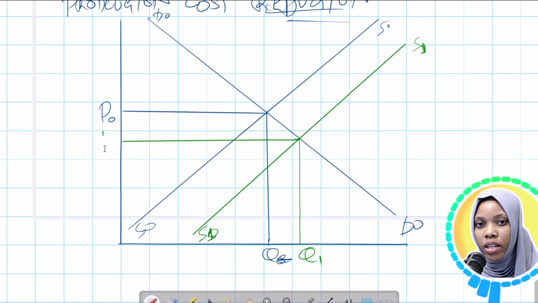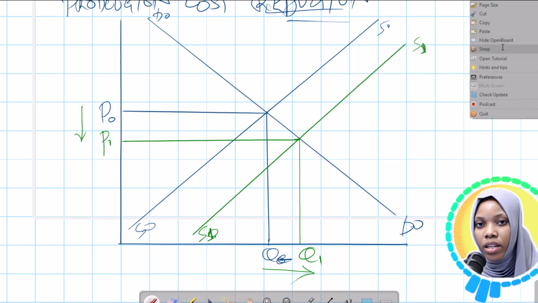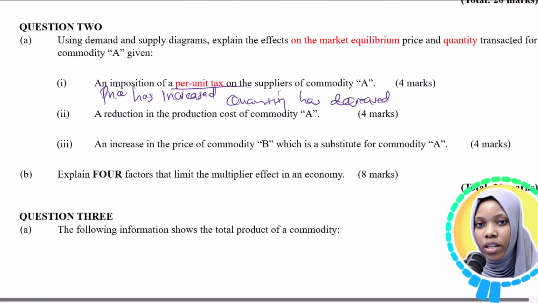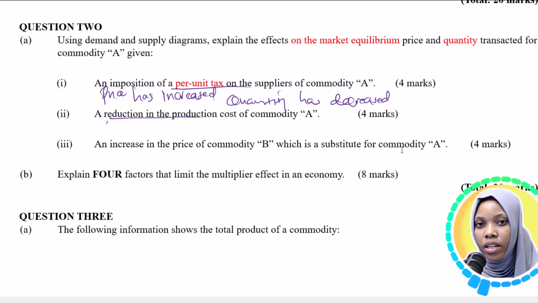This is P1. So the price has reduced, but the quantity produced has increased. Suppliers are going to produce more of the good. So here we reduce the production cost, prices reduce, that is the equilibrium market price, and the quantity demanded increases.